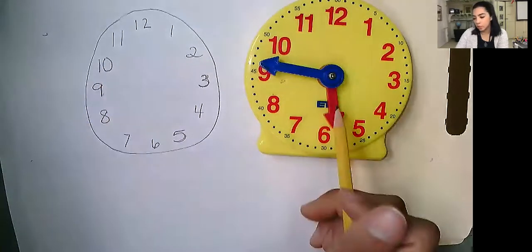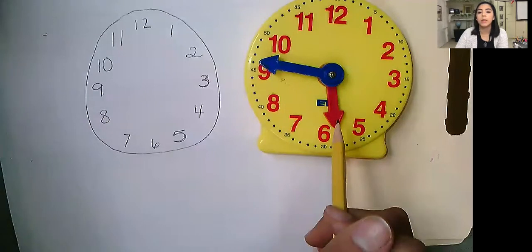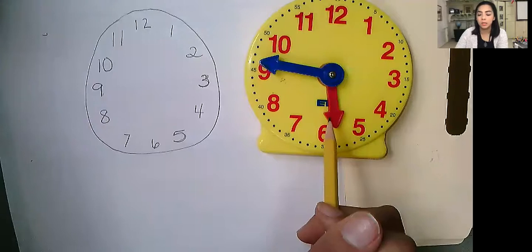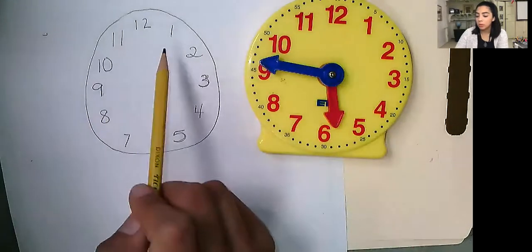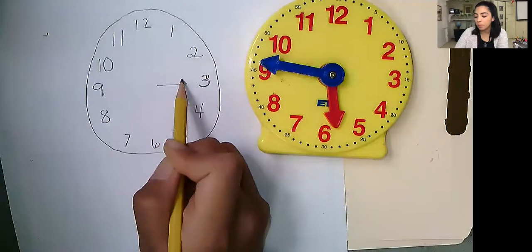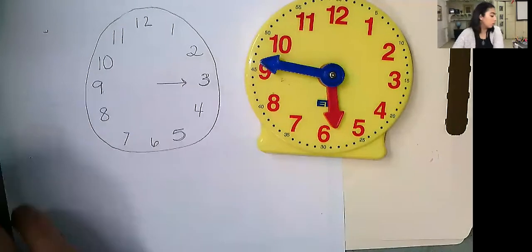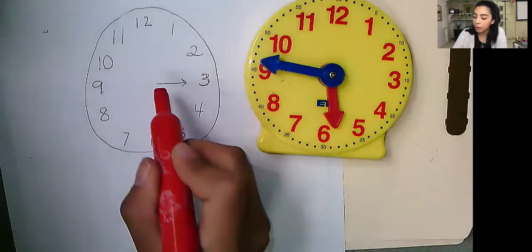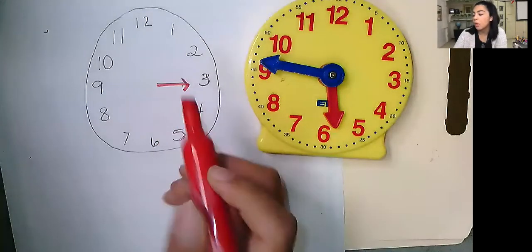Now, the short hand, the little hand, will always tell you what hour it is. So, if the little hand is pointing at the 3, I'll do it in red. If the little hand is pointing at the 3, what time is it? What hour is it? You're very right. It's 3 p.m.